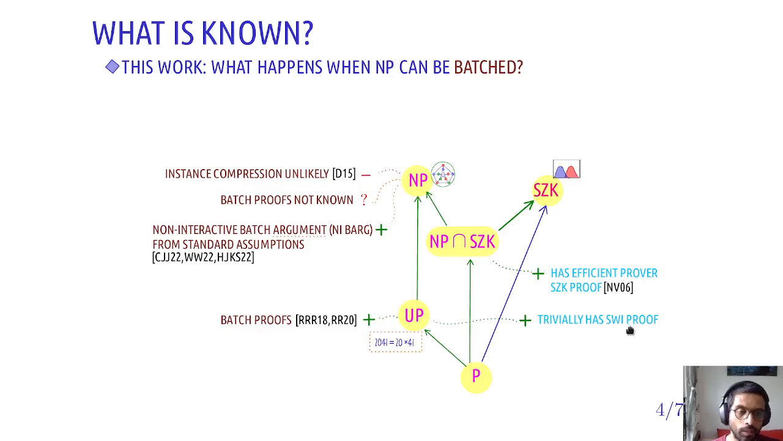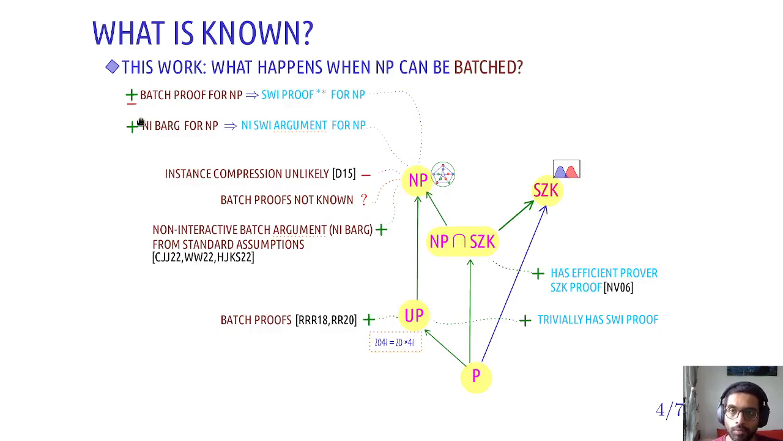So that is all we know about batching and SWI. Given the state of affairs, what we explore in this paper is what happens when you assume that NP can be batched. We show two results. The first result says that if you can batch prove NP statements, then NP will also have SWI proofs. Again, it says succinctness for NP implies hiding for NP. This result comes with caveats, which we'll see soon. You can interpret this as both a positive result and a negative result. The positive result says that to construct an SWI proof, you just need to construct a batch proof. And how to interpret it as a negative result, we'll see in the next slide.